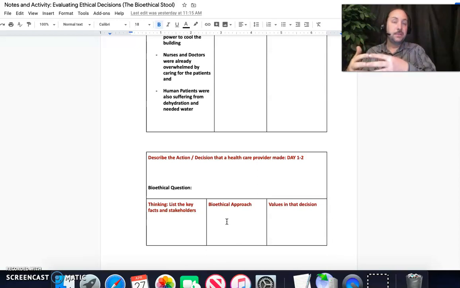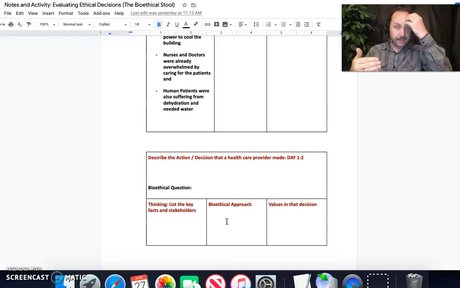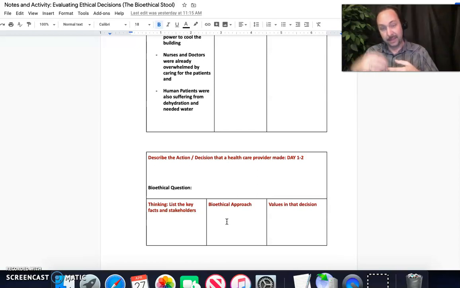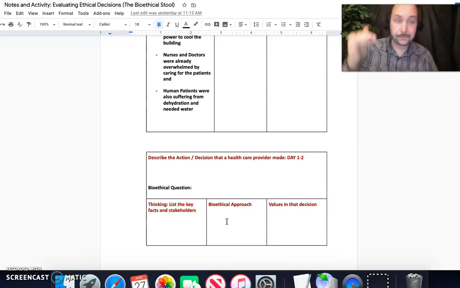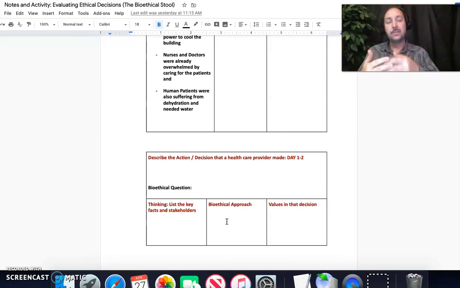Your ability to use this stool to evaluate other people's actions and to decide what we should do in the future is a skill that should get better and better. Right? You should get better at identifying bioethical approaches and values. Better at using facts and stakeholder opinions to make decisions and answer bioethical questions. So as you get better, your scores are going to get better. And I'm going to look at all the work you do, including this assessment, as evidence of your ability to think as a bioethicist.